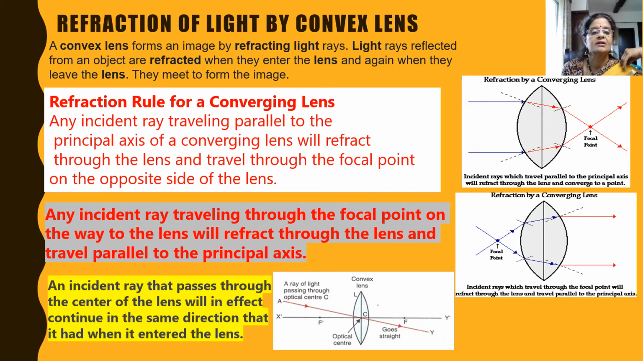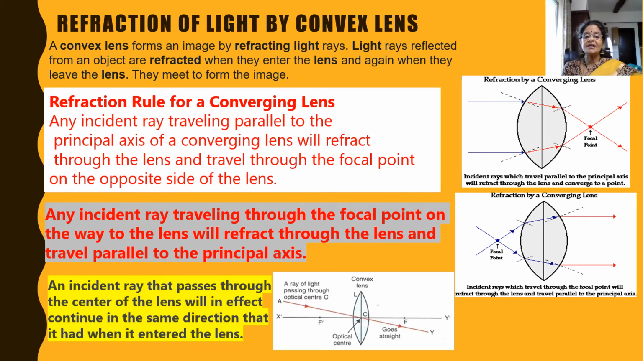Now, what are the rules for converging lenses? Refraction rules. Any incident ray traveling parallel to the principal axis of the converging lens will refract through the lens and travel through the focal point on the opposite side of the lens. Any incident ray traveling through the focal point on the way to the lens will refract through the lens and travel parallel to the principal axis.